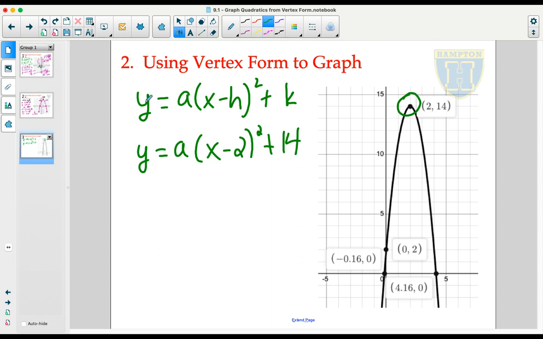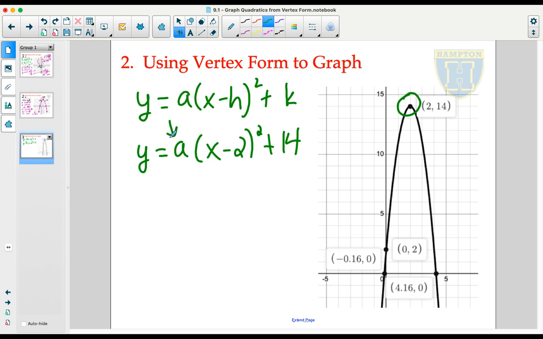We also know that as we go through the rest of these steps, A better end up being negative. We're going to need this parabola to open downward. The parabola opens upward if A is positive, but we're going to need A to be negative in order for the parabola to open downward.